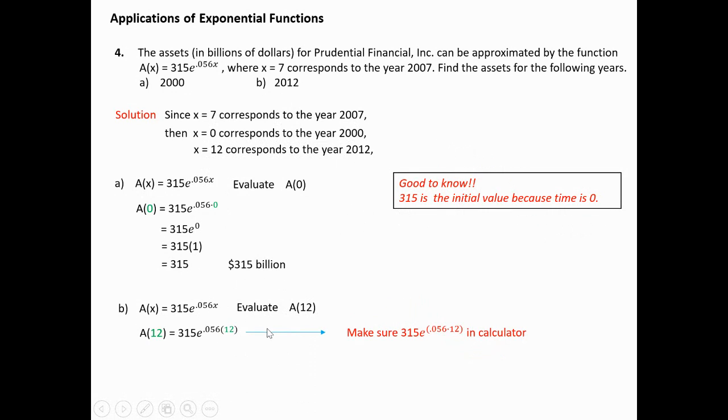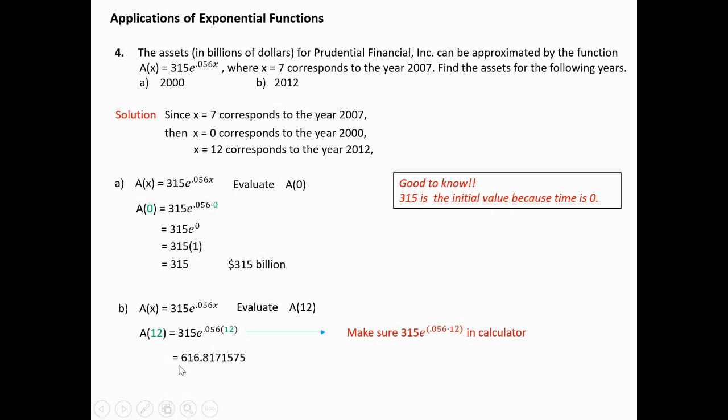Again, this is a common mistake that students make. It depends on your calculator. If the calculator gives you a little box to plug in the exponent, then there's no issue with that. But if, when you plug in the e value from your calculator, it gives you parentheses, then you have to put 0.056 times 12 and then close the parentheses, because if not, you're going to get the wrong result. So please be careful with this. It depends on the calculator that you're using.